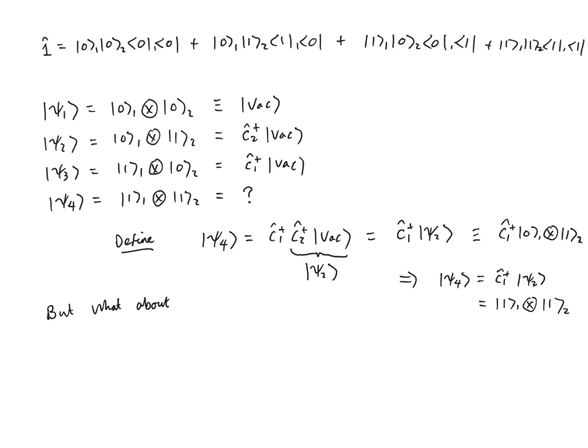What about if I do C2 dagger, C1 dagger acting on the vacuum? What does this give us? Well, we apply the same logic. First of all, starting with the rightmost operator acting on the vacuum, which is C1 dagger acting on the vacuum. And then we see from our definitions that C1 dagger acting on the vacuum is our definition of psi3.